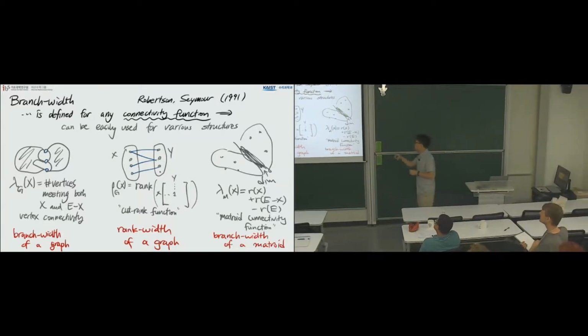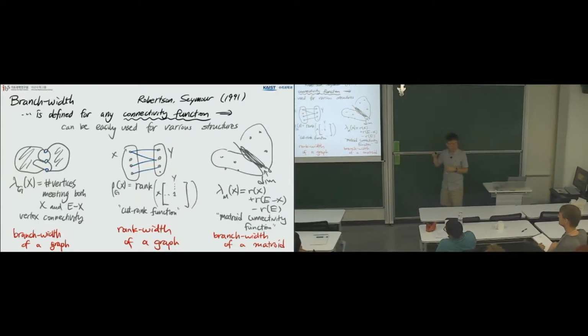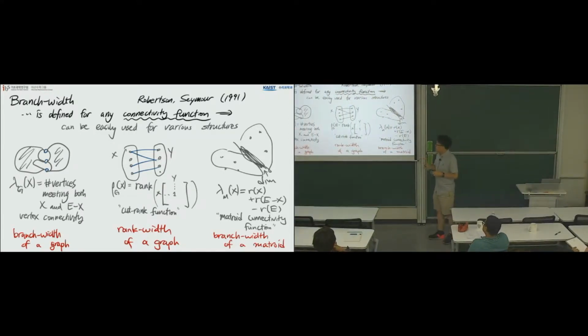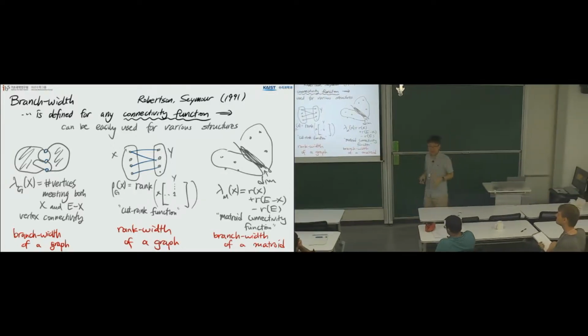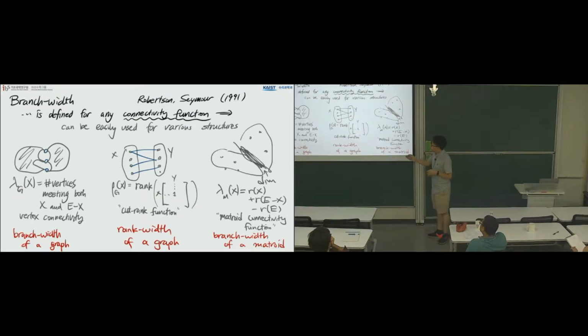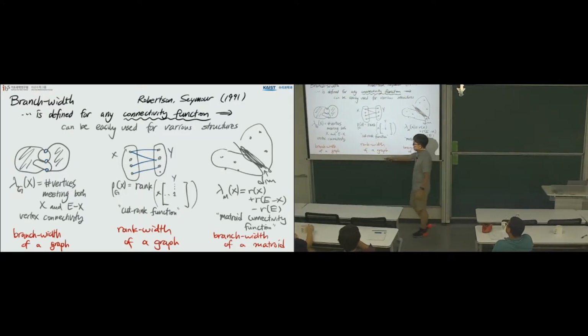So here are some examples of connectivity functions that I've been interested in. This first one is the number of vertices hitting both sides of an edge set partition. So you partition the edge set into two sets, and you count how many vertices hit both sides. That's one connectivity function. And if you use this connectivity function, then you get the definition of branch width of a graph.